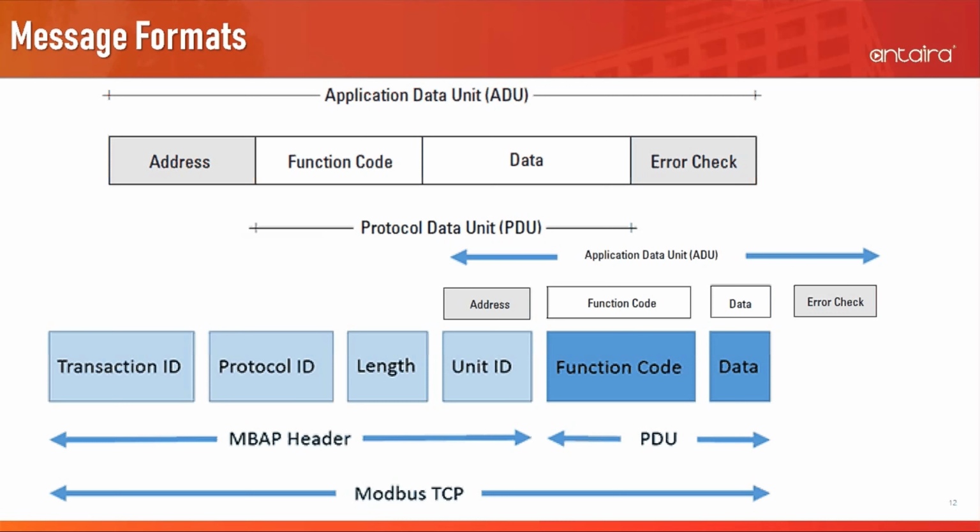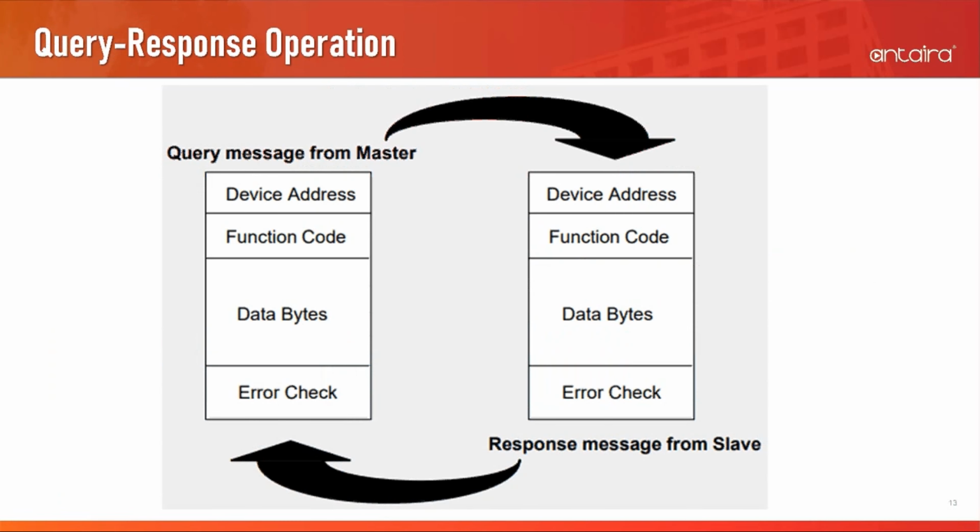Next, we will look at the query response operation. A master device is responsible for querying all the slave devices. Each slave device receives a query message from a master device. A slave device will answer a query by returning some data from its memory register requested by a master, or by writing some data into its memory.